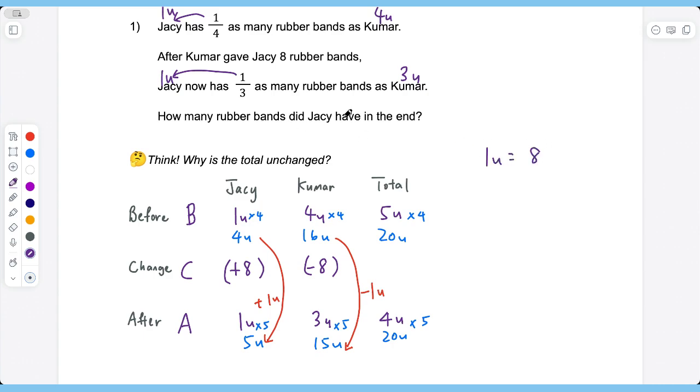How many rubber bands did JC have in the end? That will be 5 units of rubber band. That will be 8 times 5. And the answer is 40.